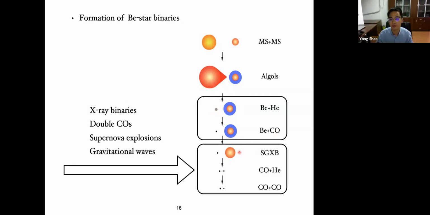And we want to stress that the evolutionary products of Be star binaries are related to many important astrophysical subjects, such as the formation of X-ray binaries, double compact objects, supernova explosions, and gravitational waves. So understanding the formation of Be star binaries is important.